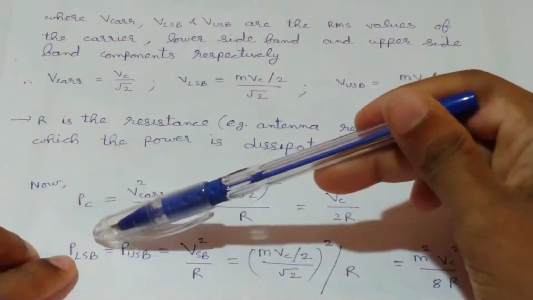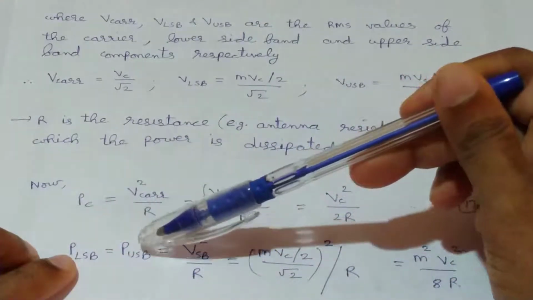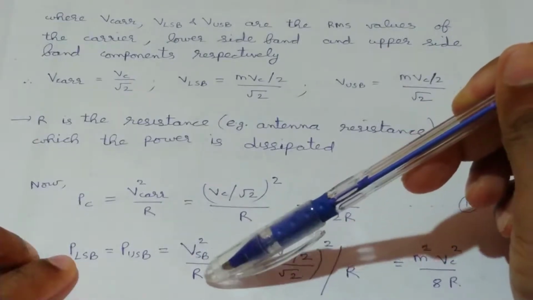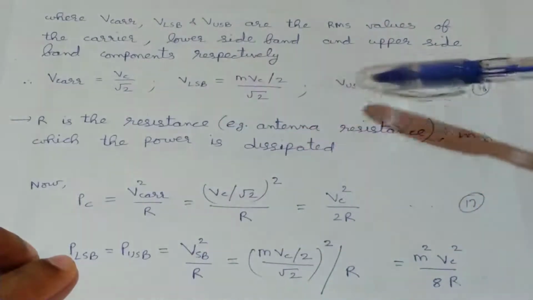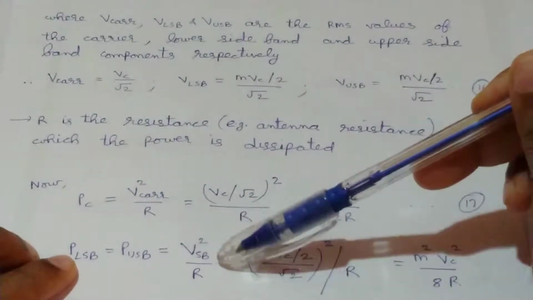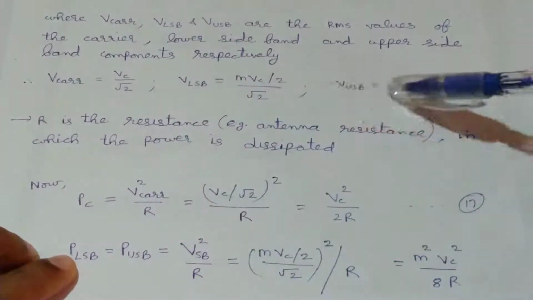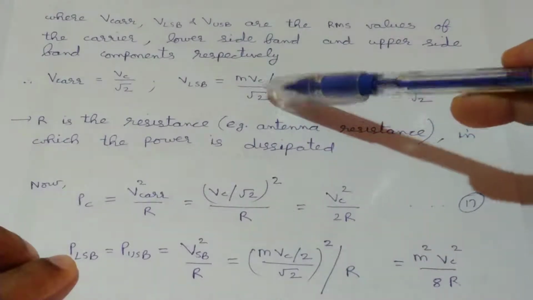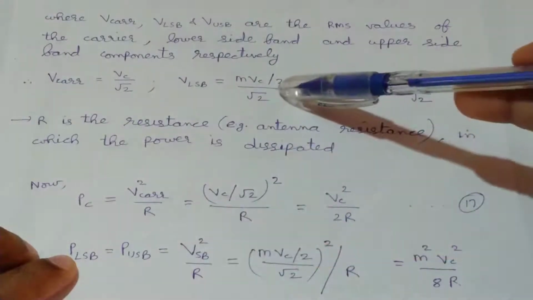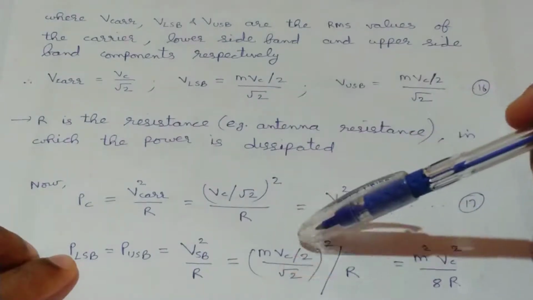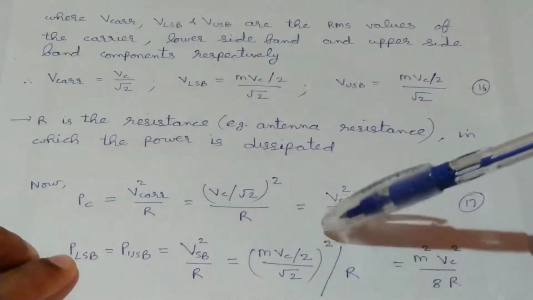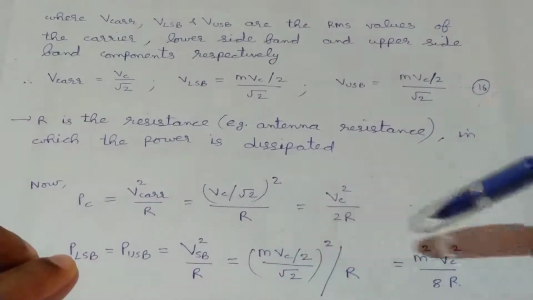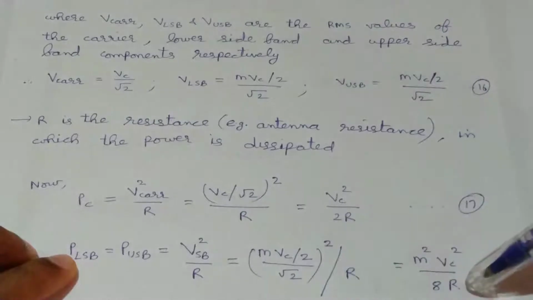So the PLSB is equal to PUSB, and that is equal to VSB square divided by R. We are representing this VLSB and VUSB as VSB, okay, and both are same, and its value is equal to MVC by 2 divided by root 2. So for this VSB we are substituting this one. So MVC by 2 divided by root 2 all square divided by R, and that is equal to M square Vc square divided by 8R.